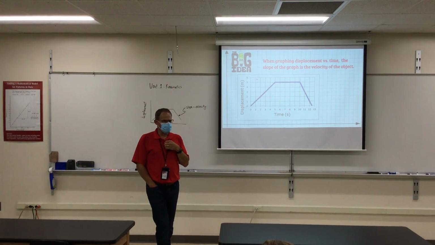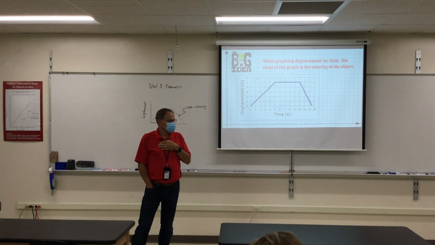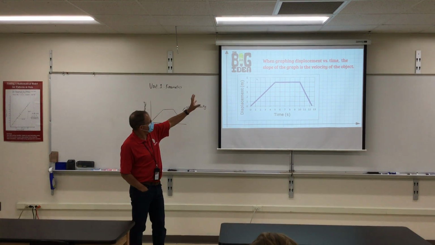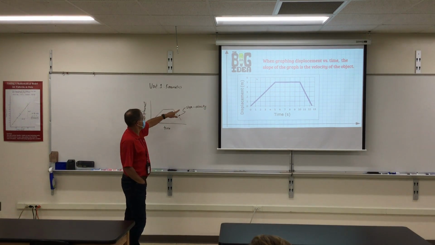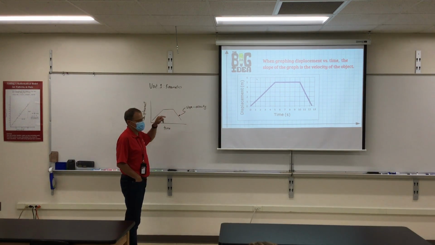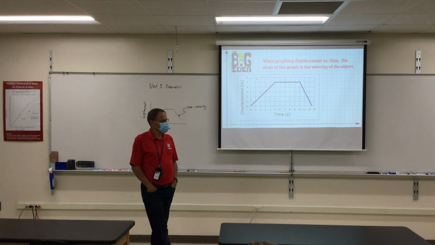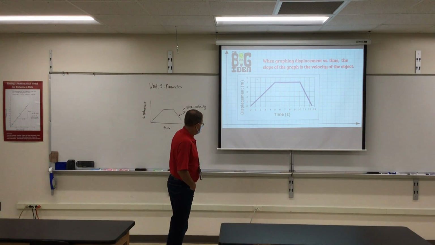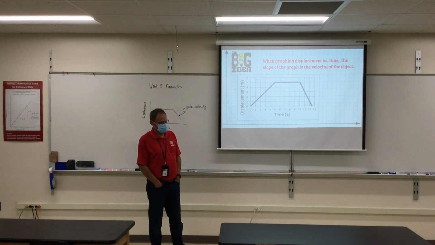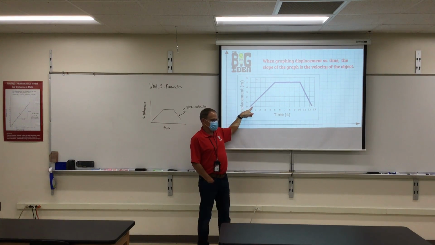Does that kind of make sense from what we've done? The slope is how fast you're moving. So you can write it down in words, or you can just draw yourself a picture. The idea, though, is that if you graph displacement versus time, the slope is the velocity. All right, so if this is the graph of an object in motion, what does it mean?